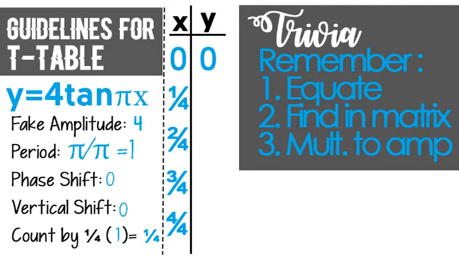We should always remember that in getting the value of y in the t-table, we should first take our x value, equate it in the equation, find the value of that tangent in our matrix, and then multiply it to the amplitude since this problem doesn't have phase shift and vertical shift.